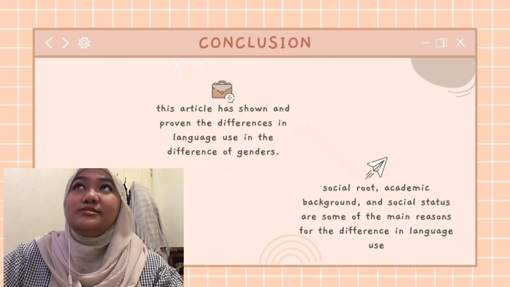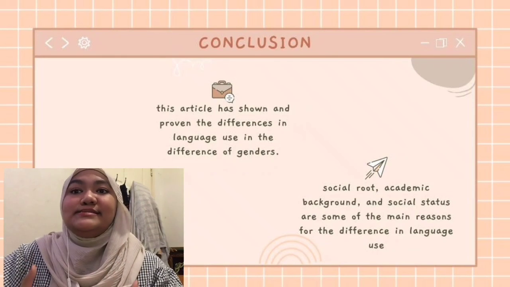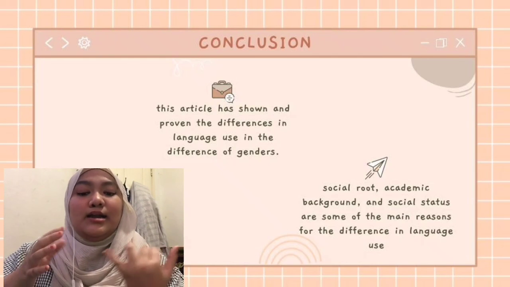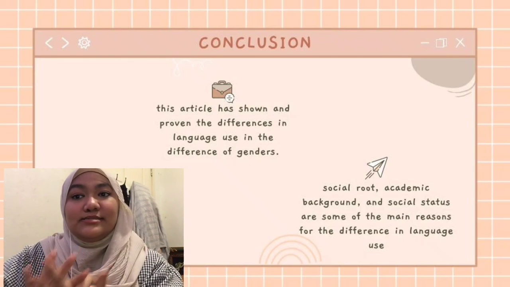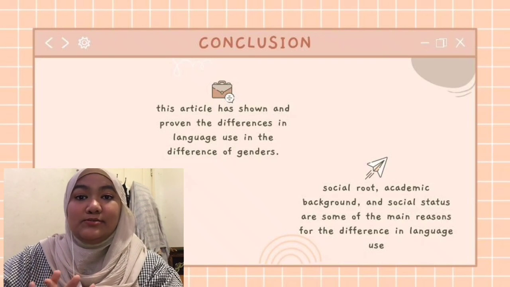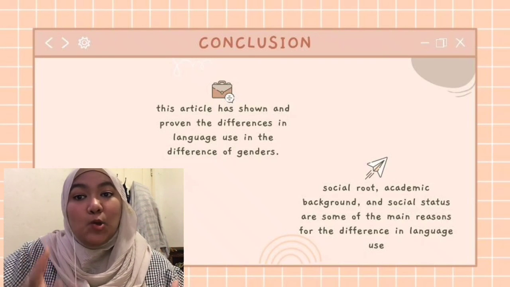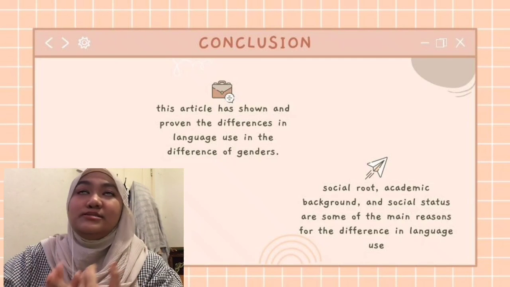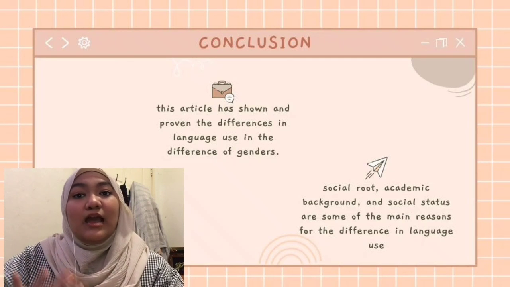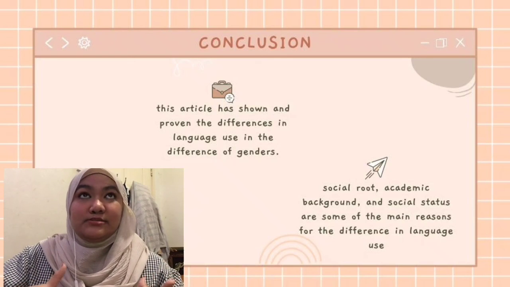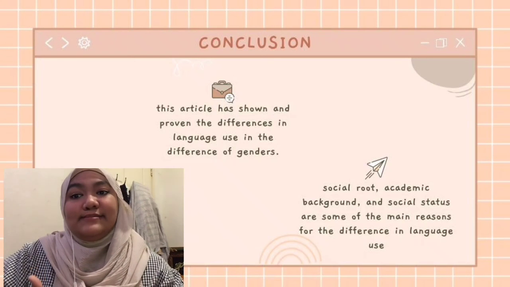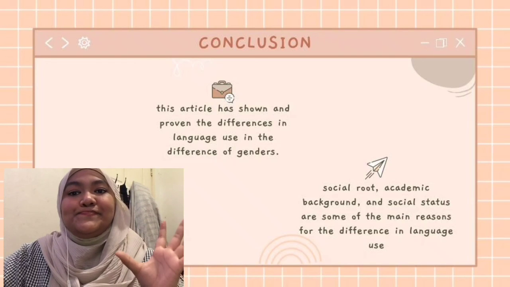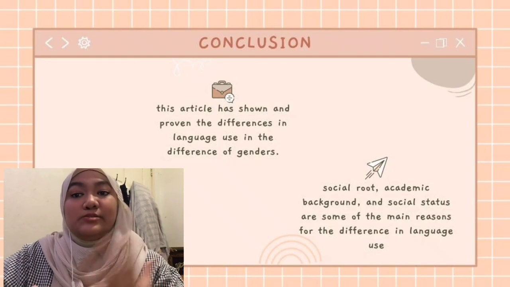In conclusion, this article has shown and proven the differences in language use in different genders. Their social roots, academic background, and social status are some of the main reasons for the difference in language use. Each gender has its own way of speaking. For example, the differences in pronunciation, intonation, vocabulary, and syntactic are some of the reasons for this difference. This article has proven and emphasized that between genders, there will always be a difference in their usage of linguistics.